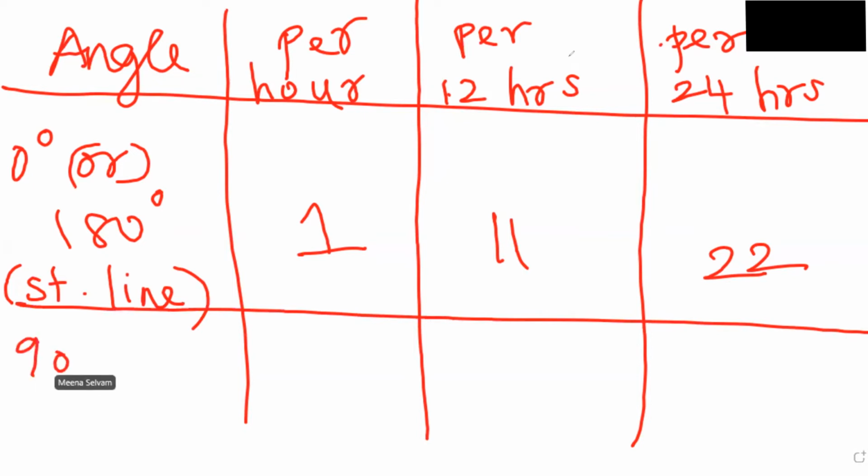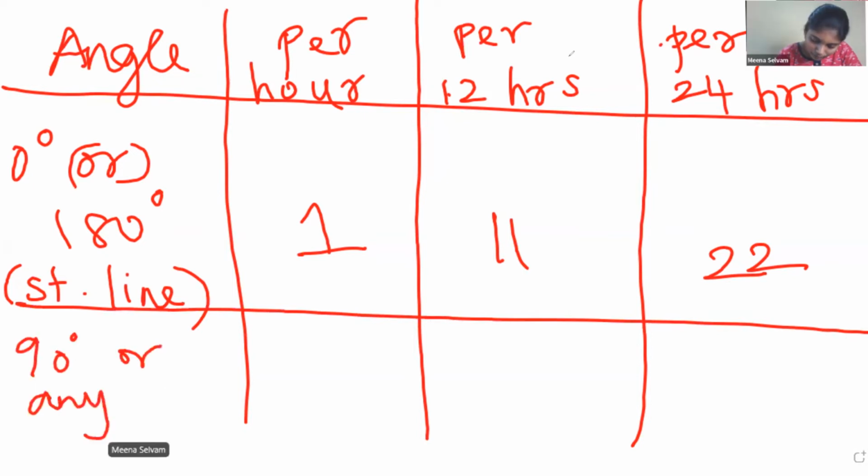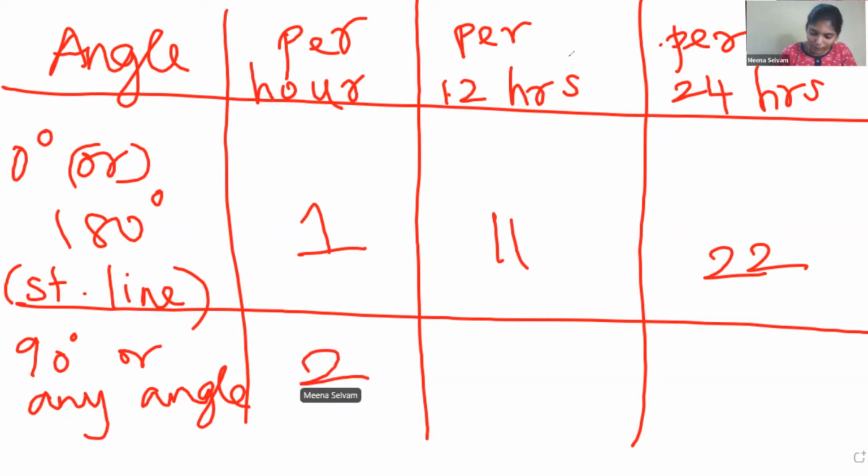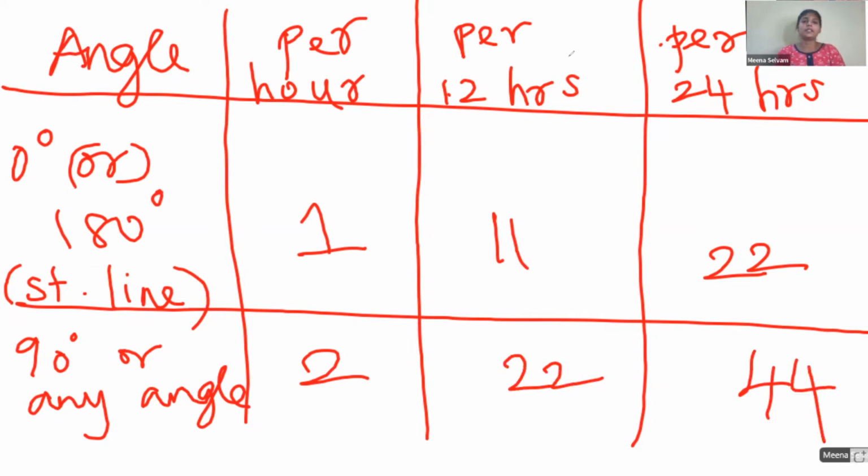The next is 90 degree or any angle. Like 90 degree, or sometimes they ask you about 45 degree: how many times the angle between the minute hand and the hour hand is around 45 degree. It is very simple. Per 1 hour, it comes twice. So for 12 hours, it will be 22 times, and for 24 hours, it comes 44 times. So 3:30 it comes, as well as 3 o'clock. 3 o'clock also makes 90 degree, and 3:30 also makes 90 degree.